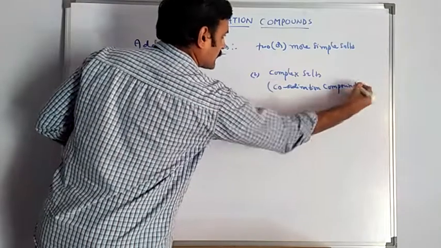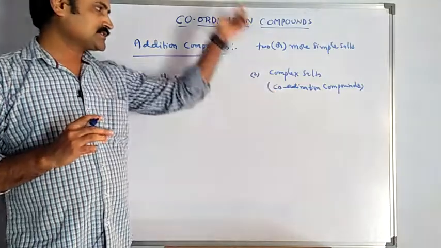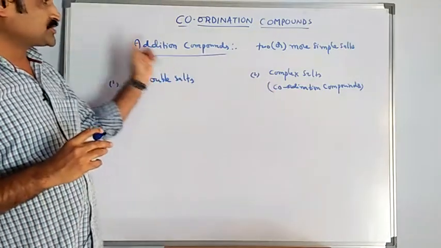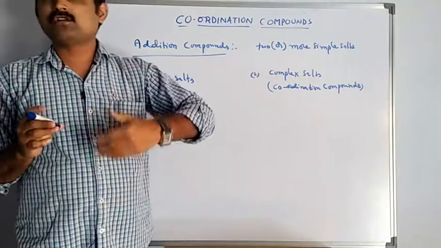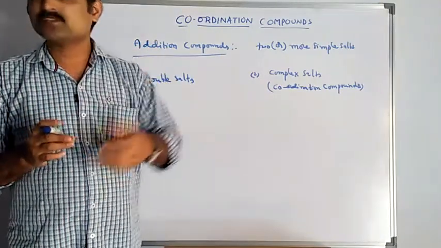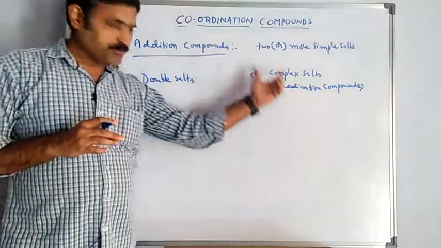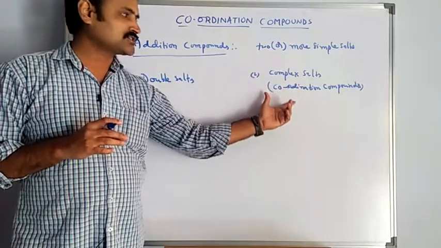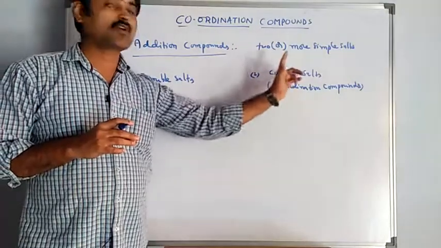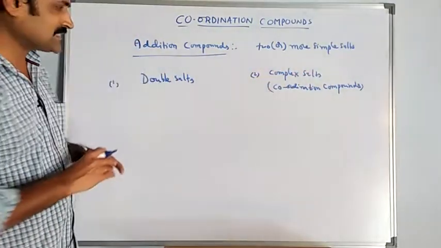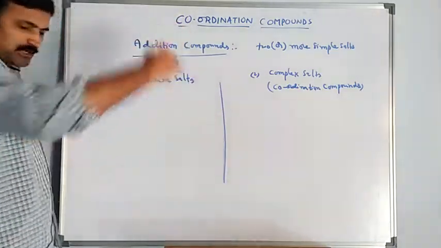Before going straight to coordination compounds, we should know what addition compounds are. Addition compounds are obtained by the crystallization of salts in solution. There are two types: double salts and complex salts. These complex salts can also be called coordination compounds. Let us talk about the first category, double salts.